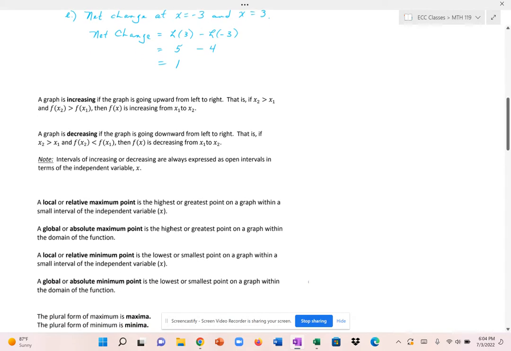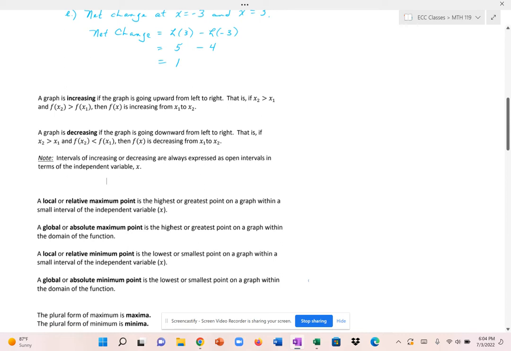Okay, we have several types of points on a graph, and those are called extreme values. And so we start with a local or a relative maximum. These two words are synonyms, they mean the same thing. A local or a relative maximum is the highest or greatest point on a graph within a small interval of the independent variable. A global or absolute maximum, these are also synonyms of each other, is the highest or greatest point on a graph within the entire domain of the function, or everything that you're possibly considering on a graph. So this will be the highest point overall.